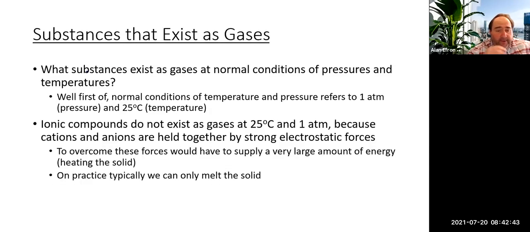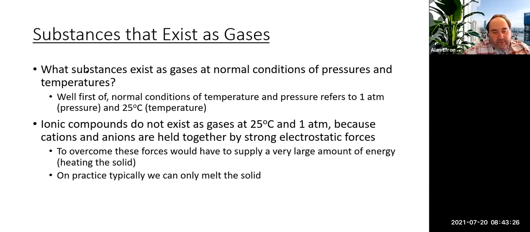Let's talk about what substances really can exist as gases under normal conditions. When we talk about normal conditions, it's sort of like room temperature conditions, everyday conditions. And that's usually 1 atmosphere, ATM being a unit of pressure, and 25 degrees Celsius. So that's your standard pressure and temperature of normal conditions. Anytime you look up values in a table, like in your book or the back of the book, those are usually the conditions at which those values are found. Temperature is assumed to be 25 degrees and 1 atmosphere.